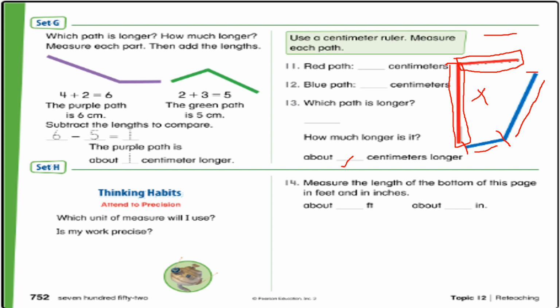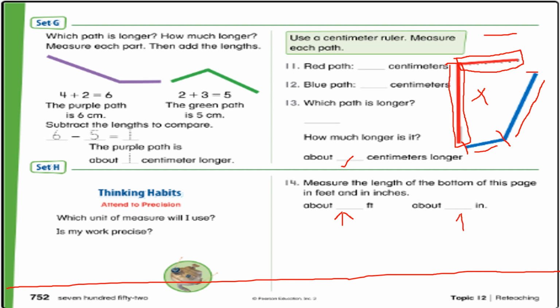Question 14. Measure the length of the bottom of this page in feet and in inches. So you have your book, just take out your ruler and measure the length of your page. You will measure this way. Put your ruler like this on your book and write here whether it's about 1 foot or bigger or smaller, and write here how many inches wide or how many inches long it is.